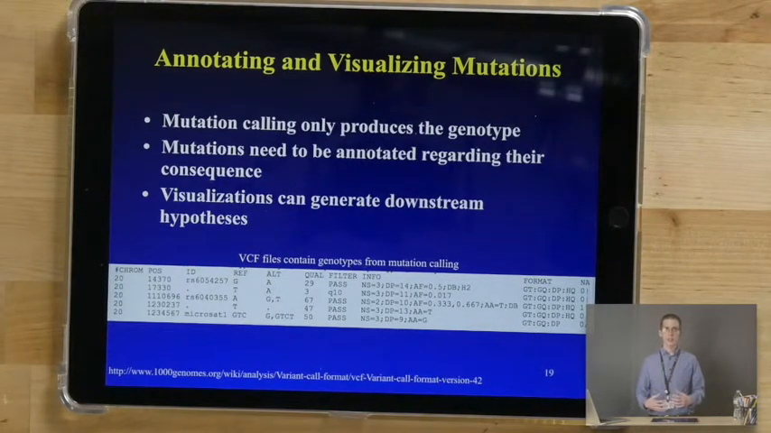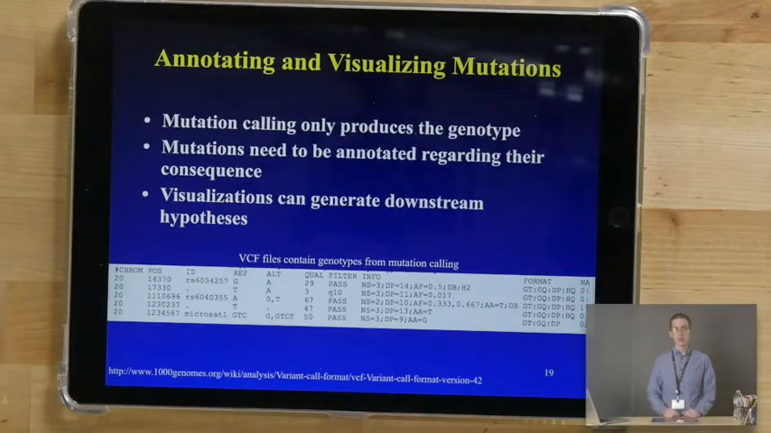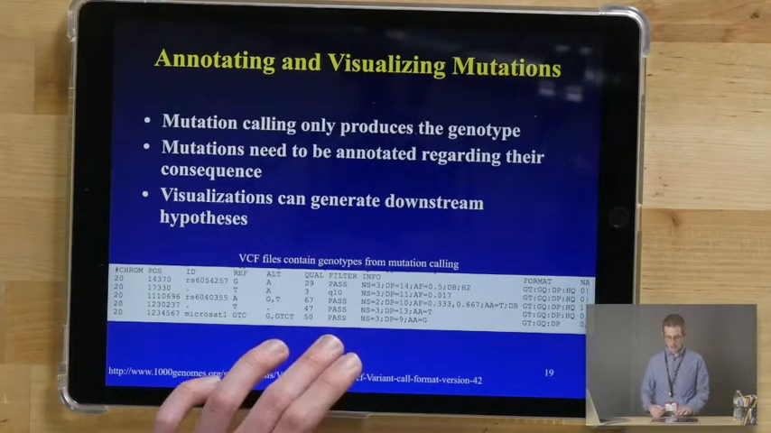However, this doesn't tell us what the mutation actually does, it just says there's a mutation there. So the next step is to annotate what the mutation might be doing, and then visually interpret the mutation to see if there's any convincing evidence for it having an effect.